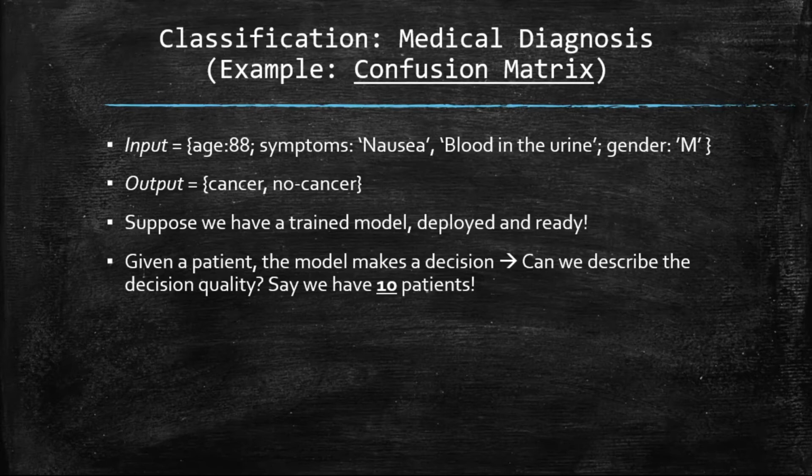And suppose that we have actually trained a model and deployed it in a hospital and it's ready to be used, right? It just keeps working and classifying all the patients 24/7, and after some time you want to measure how you have done, right? For instance, in the idea of a confusion matrix, you would have a table like this.